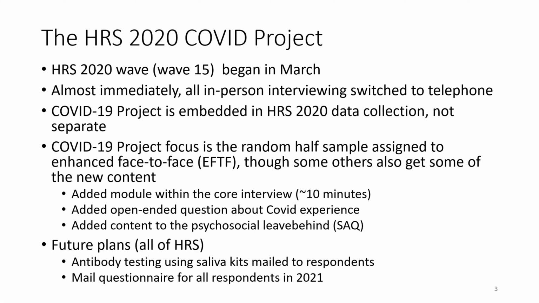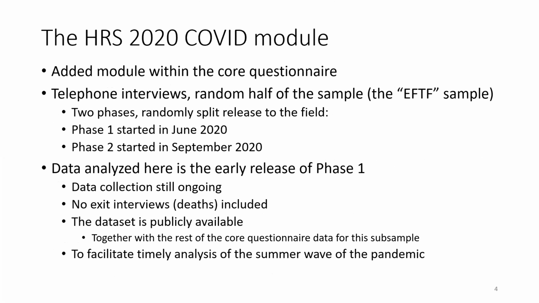And that consists of about a 10-minute added set of questions in the core interview, which is now always by telephone, an open-ended question about individual experiences that we'll be transcribing, and some additional content in the psychosocial leave-behind questionnaire, where we have a little more flexibility about adding things. We also have some additional future plans that we're not going to talk about today. We've actually begun mailing saliva kits to respondents to do antibody testing, and we will be doing a mail questionnaire to all our respondents in 2021 to capture more of what's happening now and will happen in the beginning of next year. Vaccines in particular.